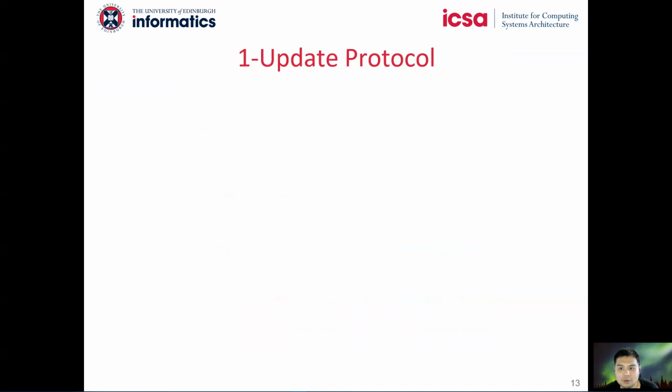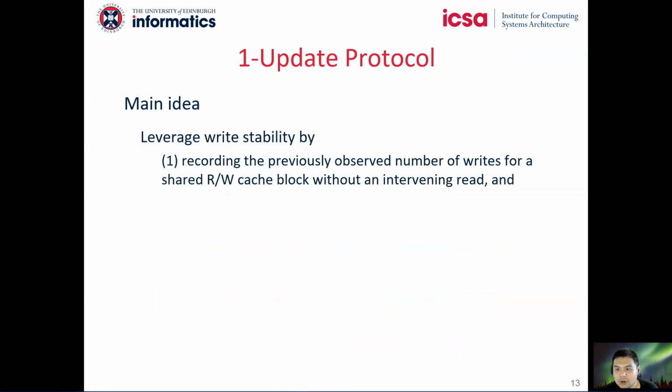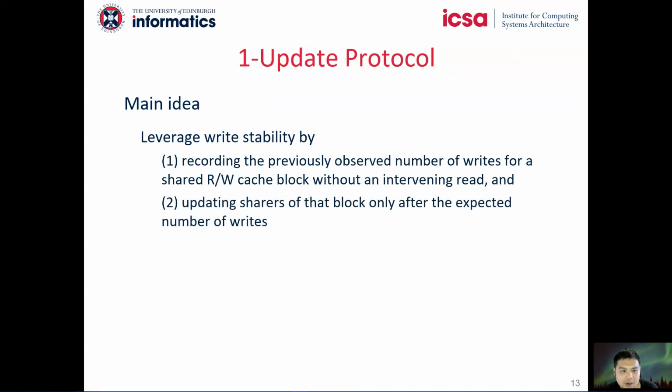So based on this observation, we propose one updated protocol. The main idea is to leverage the write scalability by recording the previously observed number of writes for a shared read-write cache block without an intervening read, and then updating sharers of the block only after the expected number of writes. There are two benefits of doing so.